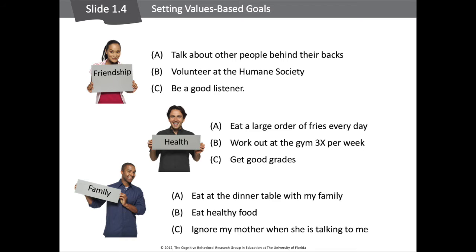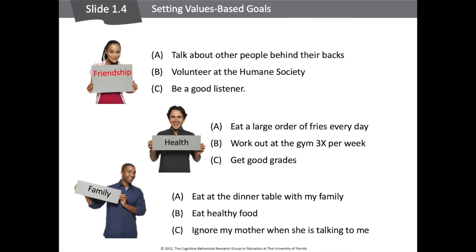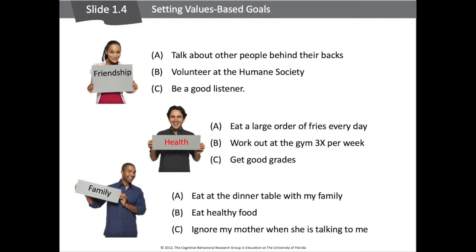Here are 3 people who hold signs showing what they value most. Which goal do you think best matches their value? The first person values friendship. Should their goal be to talk about other people behind their backs, volunteer at the Humane Society, or be a good listener? The second person values health.